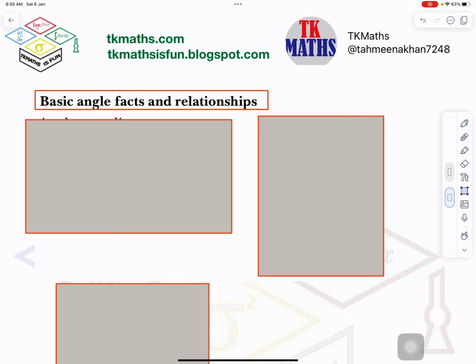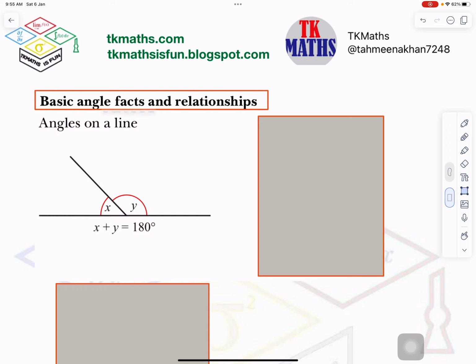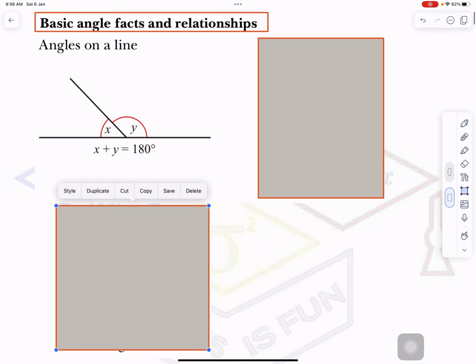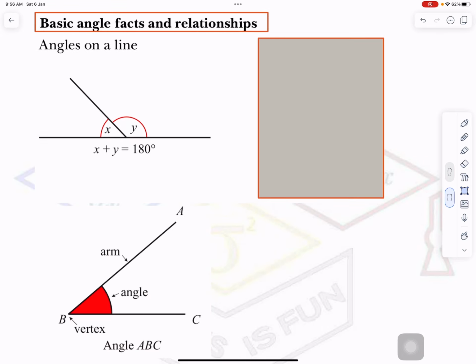So first of all, a few facts about the angles and relationships in context to that. I have drawn and written a few things in advance so that the length of the video can be kept shorter. So let's start one by one. Angles on a line. And before that, you need to know what an angle is. So let me describe here what an angle is.